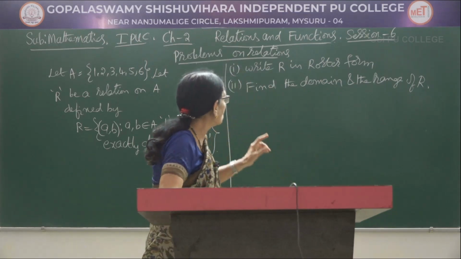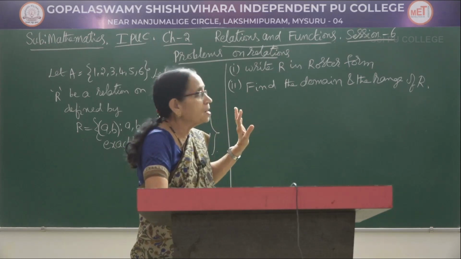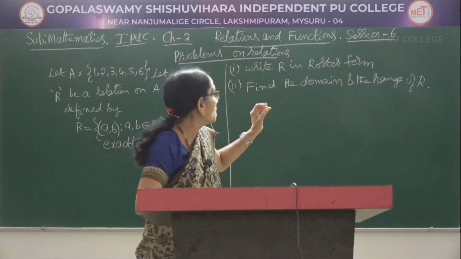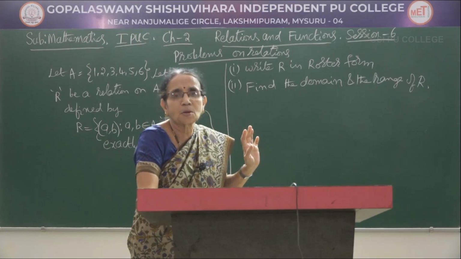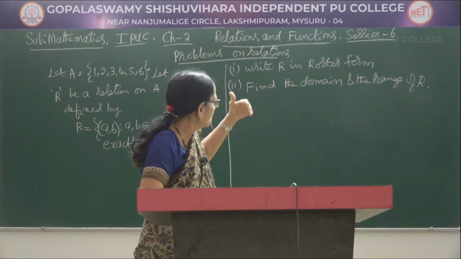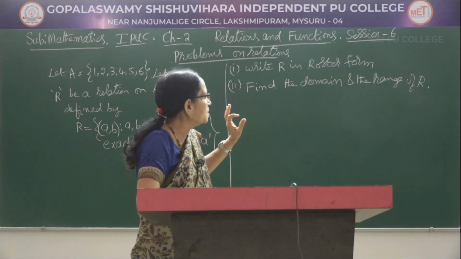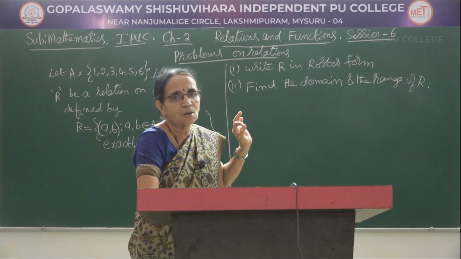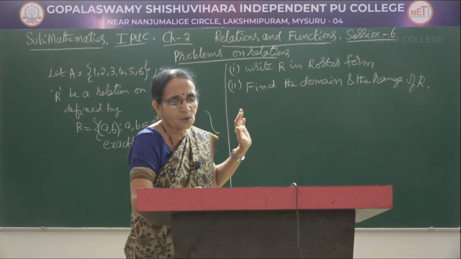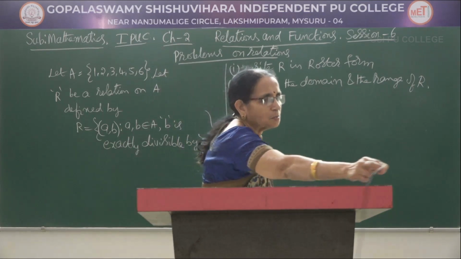Now, first, you have to calculate two things. First, express R in roster form. What do you mean by roster form? The actual elements of the relation R have to be written. That is the roster form. The second one, find the domain and the range. What is the domain? What is the range? You have to find out. Now, let me consider one by one.